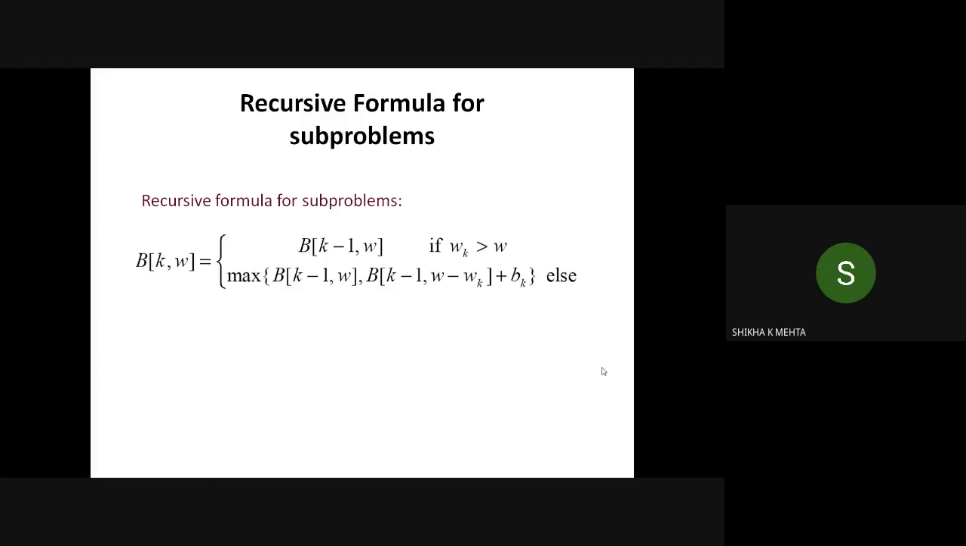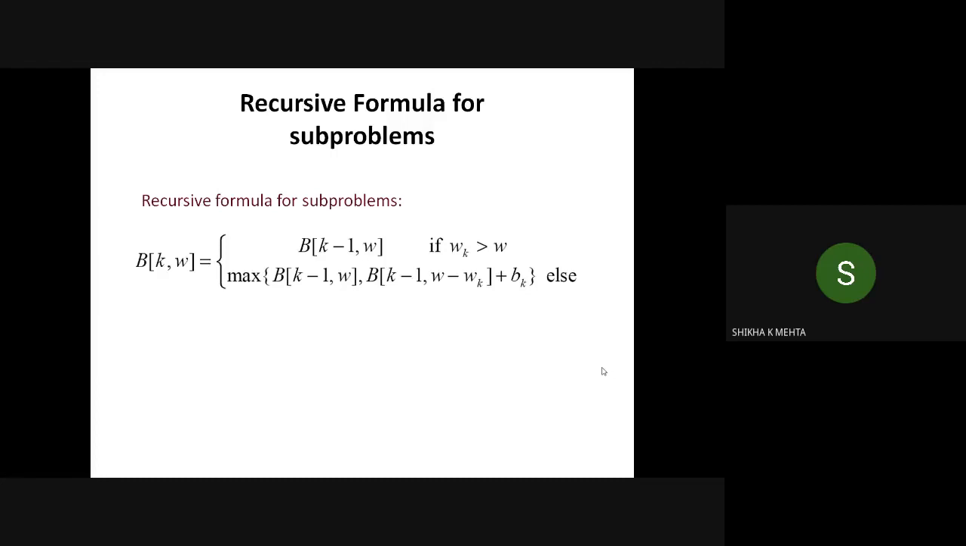Here you see that B, K, W, K and W refer to the row value and the column value. So B of K minus 1, comma W means we are going to apply dynamic programming and create a table of items and their weights, and associate the benefits with that. In order to fill up that table, we are going to apply this recursive formula. We are going to study this with the help of an example.